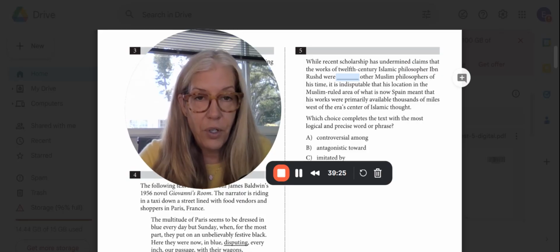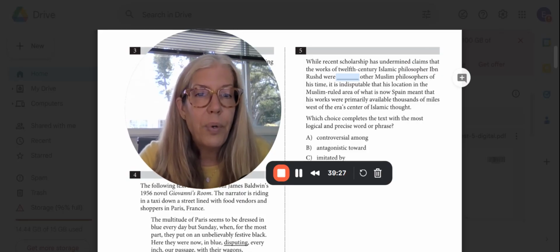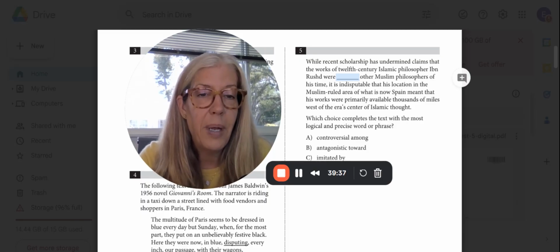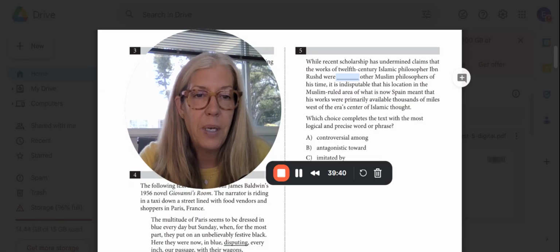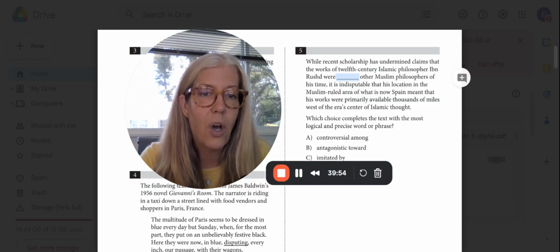Okay, so let's look for the shift. While recent scholarship has undermined claims that the works of 12th century Islamic philosopher Ibn Rushd were something, so this just tells me they're comparing to other philosophers of his time, Muslim philosophers of his time. It is indisputable that his location in the Muslim-ruled era of what is now Spain meant that his works were primarily available thousands of miles west of the era's center of Islamic thought.